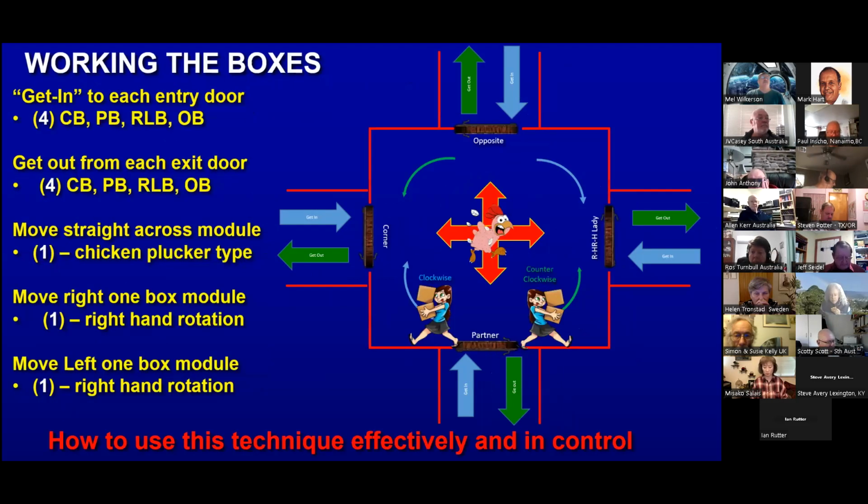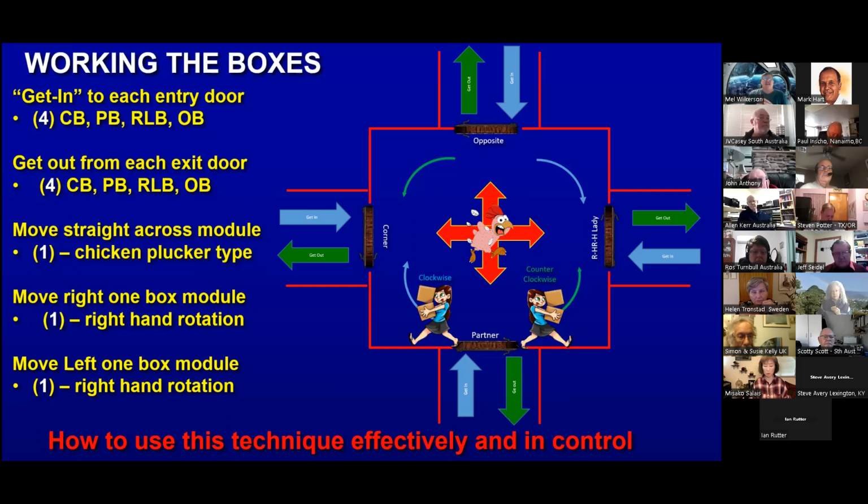So the plan for today is we're going to start by looking at a get in for each of the four doors. We'll select a get out for each of the four doors. We'll select a chicken plucker to move across, a left and right rotation, and we'll show you how to use and mix and match these techniques effectively.